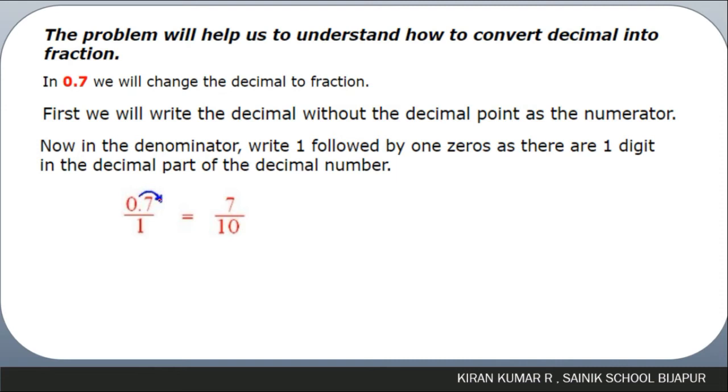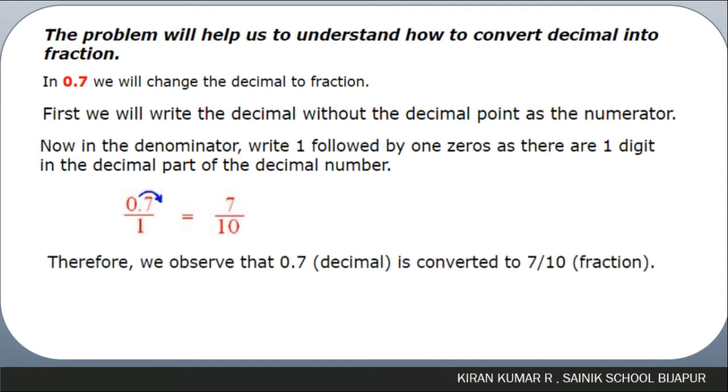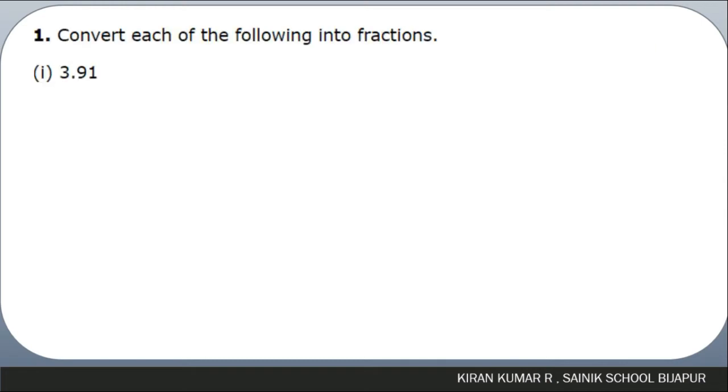Here how many decimal places are there? The same number of zeros are taken in the denominator along with 1. Therefore we observe that 0.7 is converted as 7 by 10, which is a fraction.